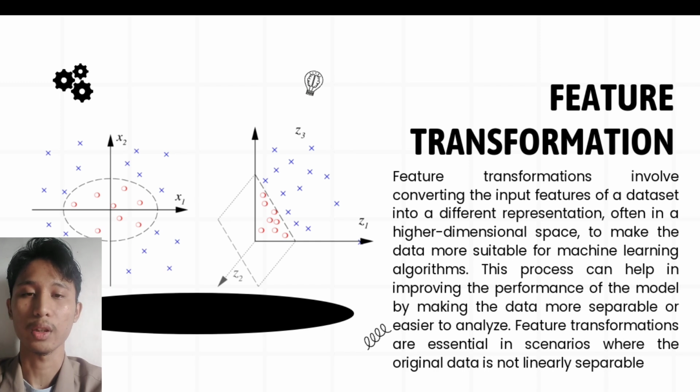Feature transformation. Feature transformation involves converting the input features of a dataset into a different representation, often in a higher dimensional space, to make the data more suitable for machine learning algorithms. This process can help improve the performance of the model by making the data more separable or easier to analyze. Feature transformations are essential in scenarios where the original data is not linearly separable.